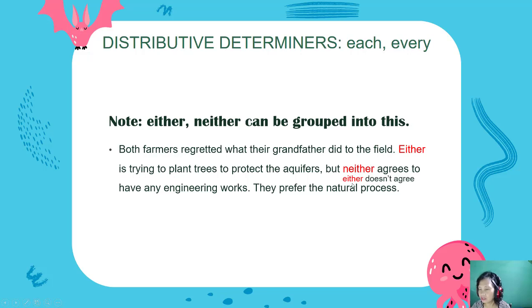Neither here is the same as either doesn't agree. So if you use either, neither in this case has the same meaning as either doesn't agree. As I told you, neither is not either. That's why, if you use either, it is in the negative sentence. Either doesn't agree becomes neither agrees.